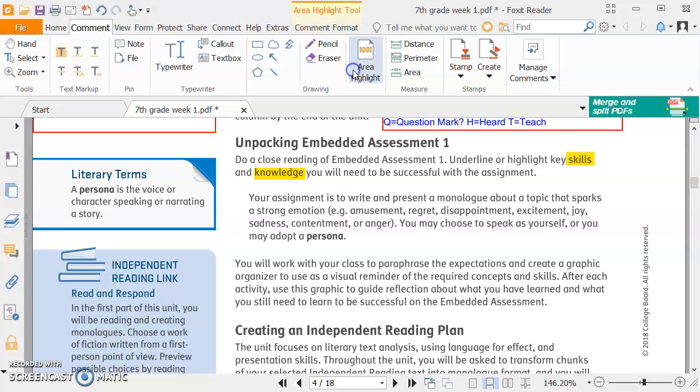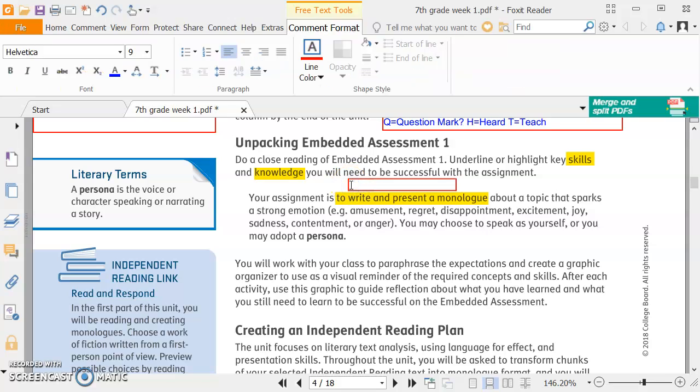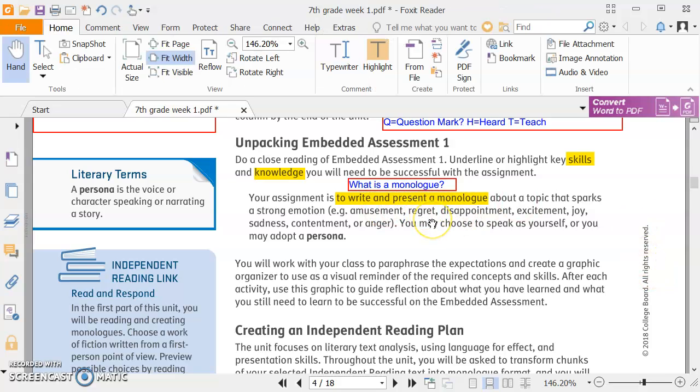So it says your assignment is to write, so that's something you have to do, and present a monologue about a topic that sparks a strong emotion. Now, I know you already know what a strong emotion is, but I don't know if you know what a monologue is, and I'm just gonna write a note right above that saying, what is a monologue? Because that's something you're going to need to know in order to do that assignment when you get to the end of the unit.